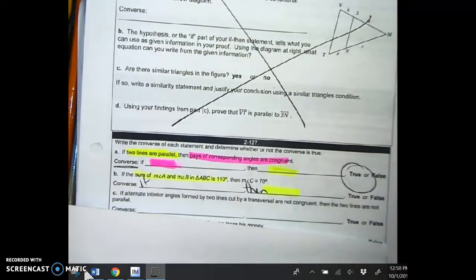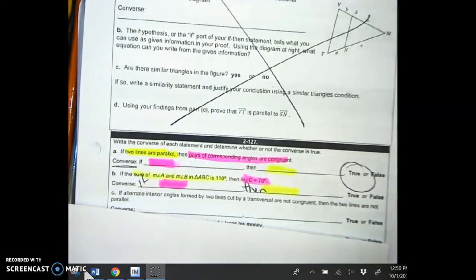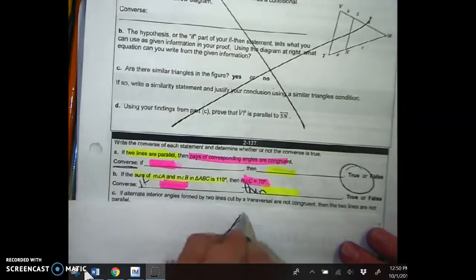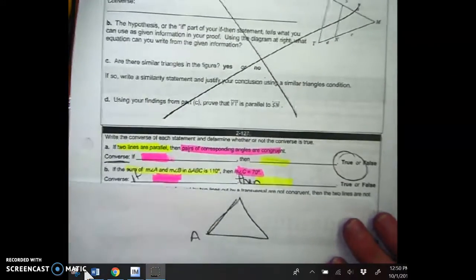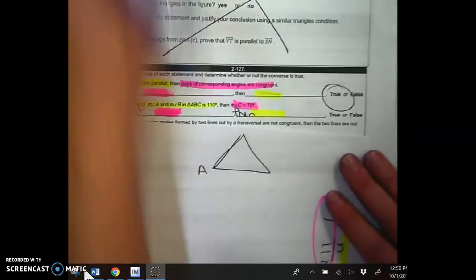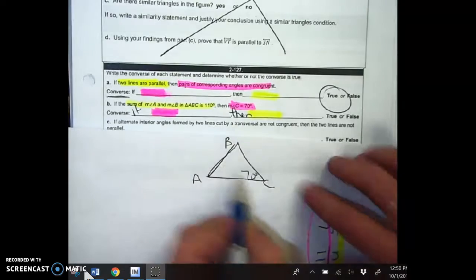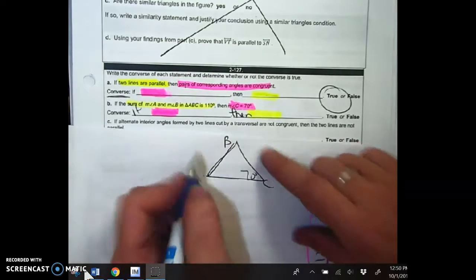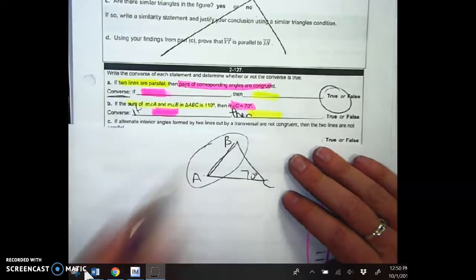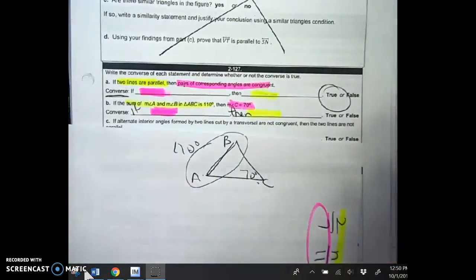If the measure of the angle is 70. Okay, so this is saying if you have a triangle and angle, let's say A, B, C, and they're saying if angle C is 70 degrees, then A and B have to be 110. Well, yeah, they have to be 110 because 110 plus 70 is 180.